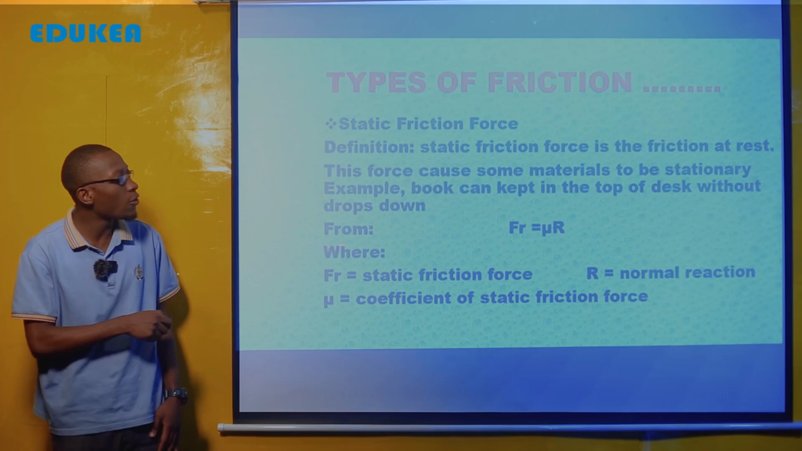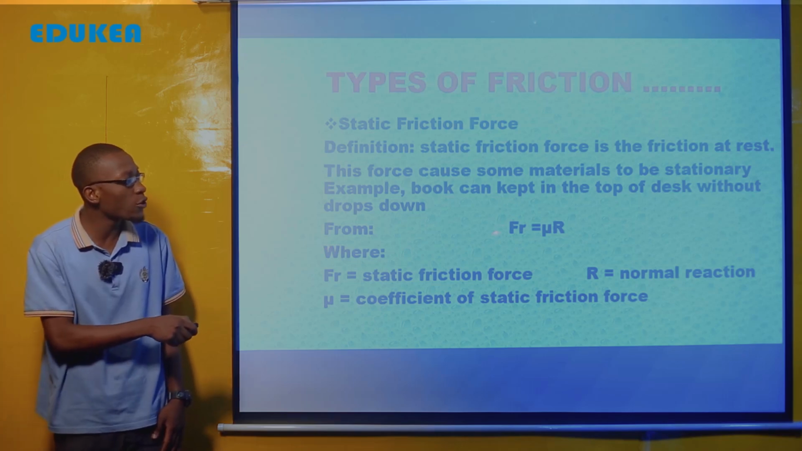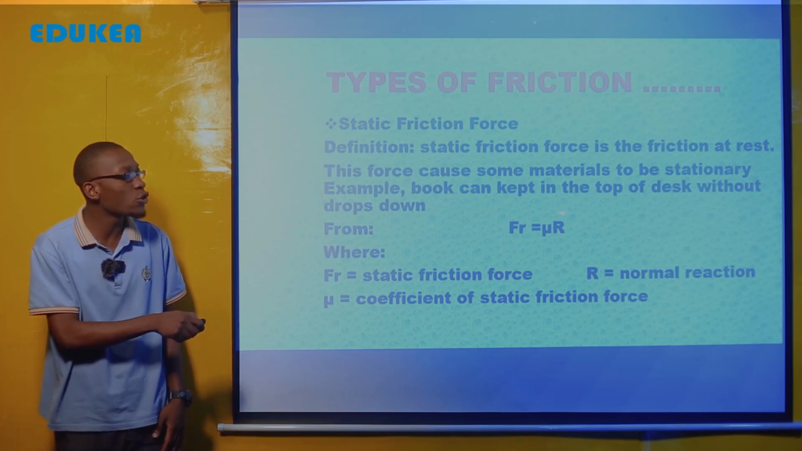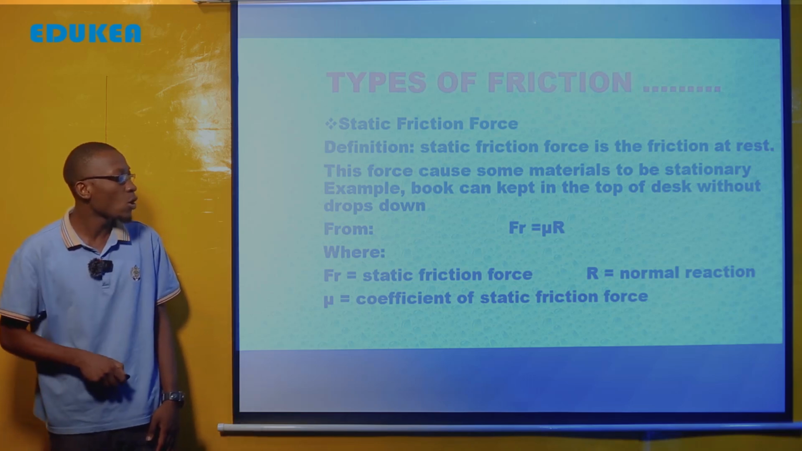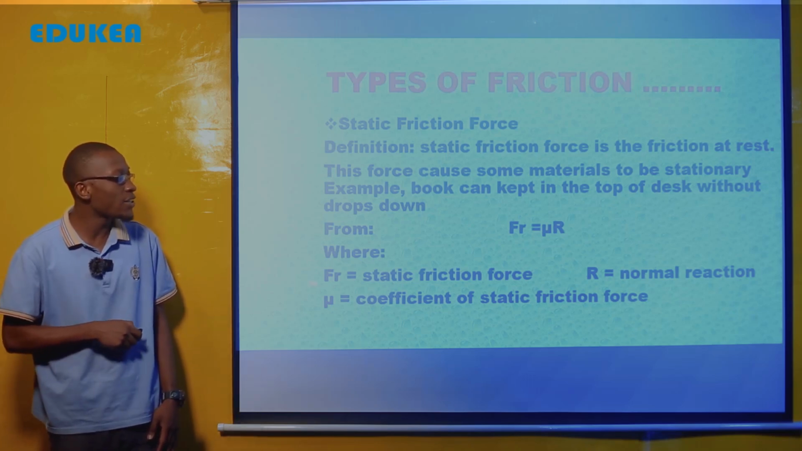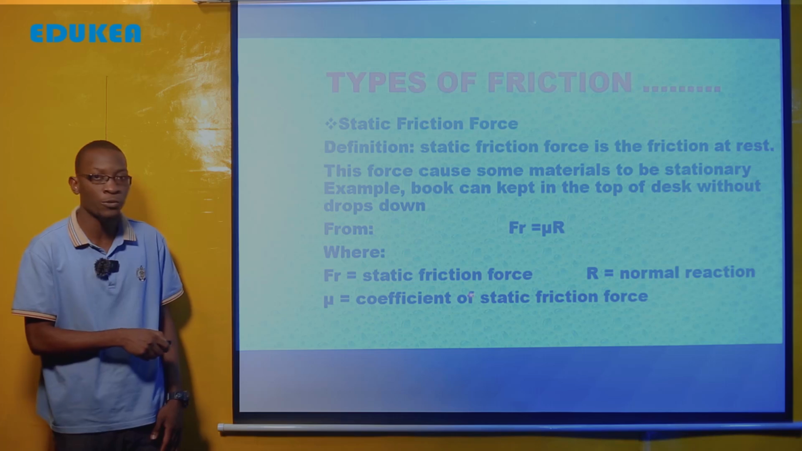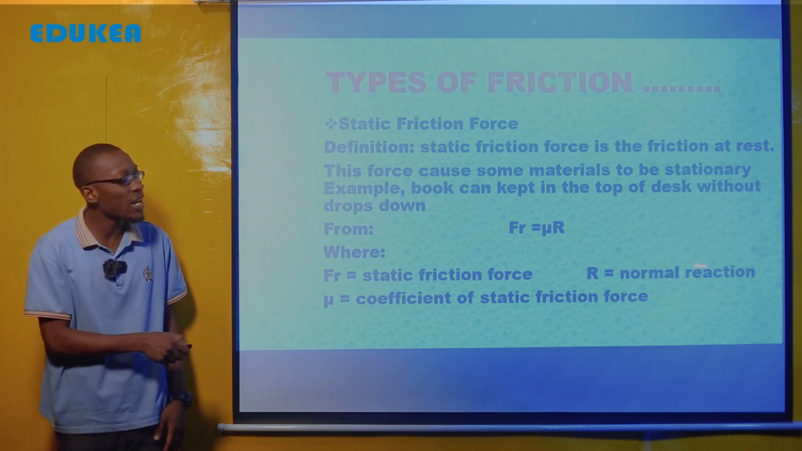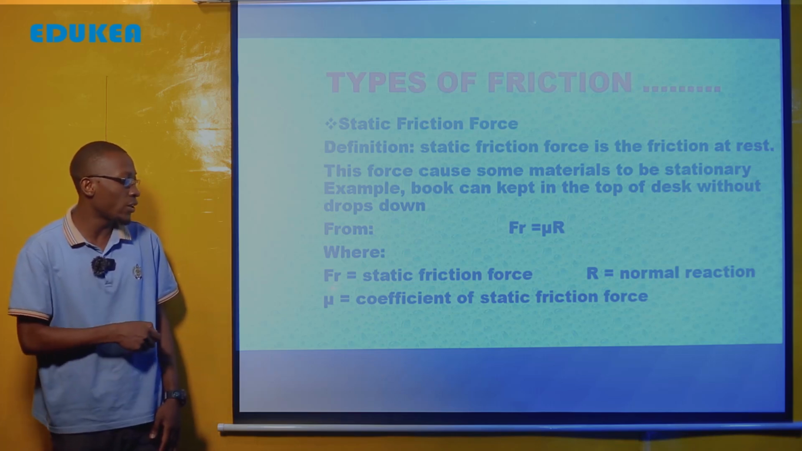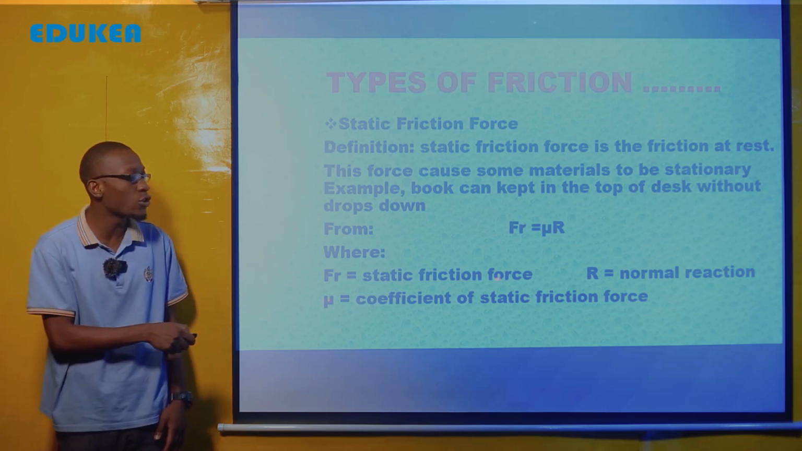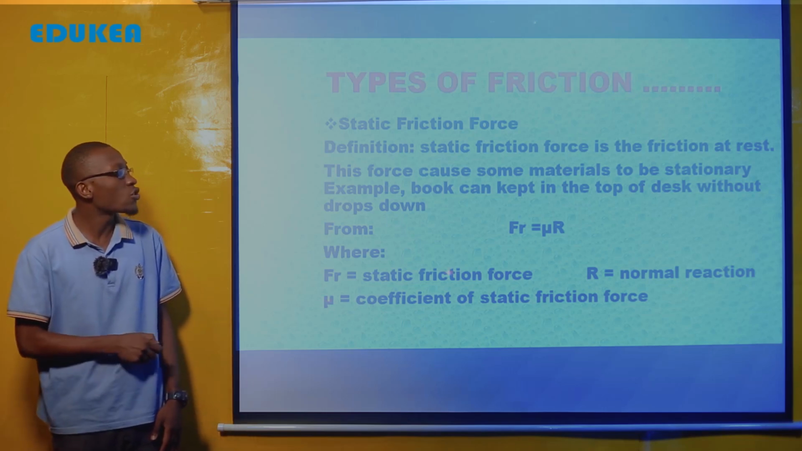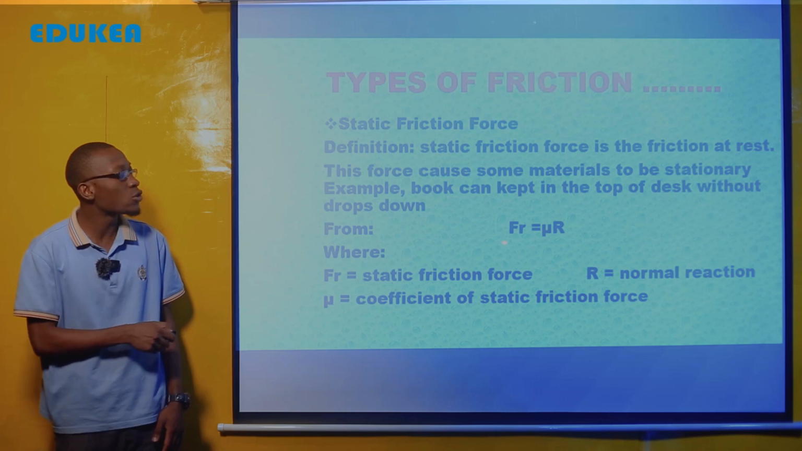From the concept, frictional force is equal to the coefficient of static friction times the normal reaction, whereby Fr stands for static frictional force, R stands for normal reaction, and mu stands for the coefficient of static friction. So the frictional force is equal to the coefficient of static friction times the normal reaction.